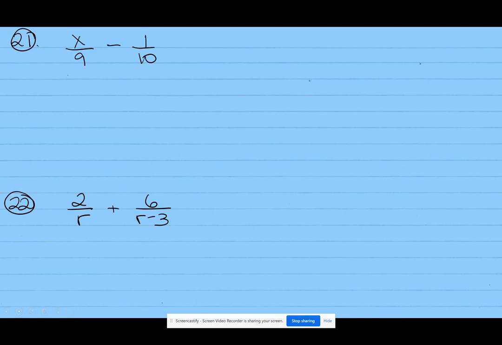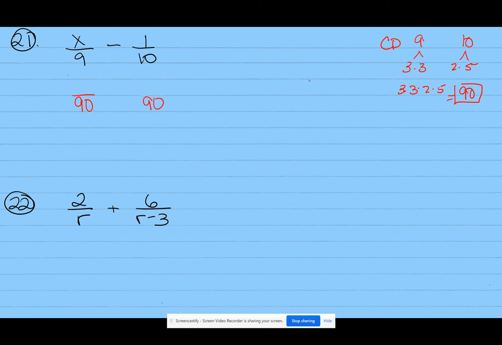Okay, number 21. We do not have a common denominator. I need the common denominator for 9 and 10. 9 is 3 times 3. 10 is 2 times 5. I need a 3 and a 3. I need a 2 and a 5. Hey, my common denominator is 90. That's just the two denominators multiplied together. Yes, sometimes that's what the common denominator is. So the common denominator is 90.